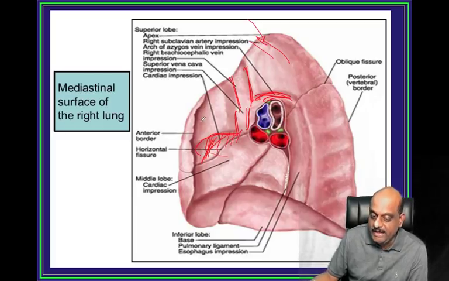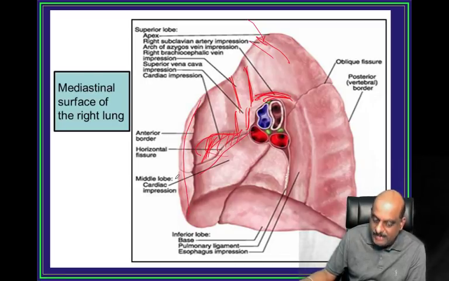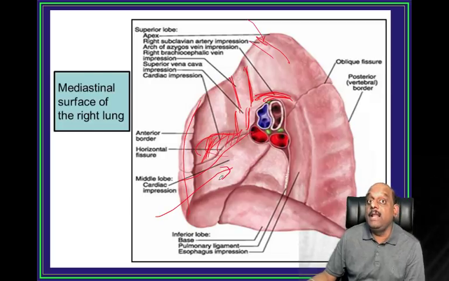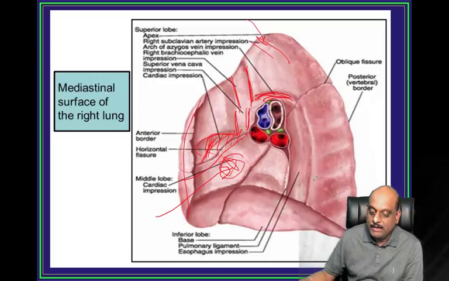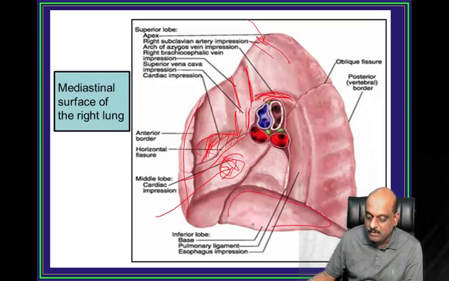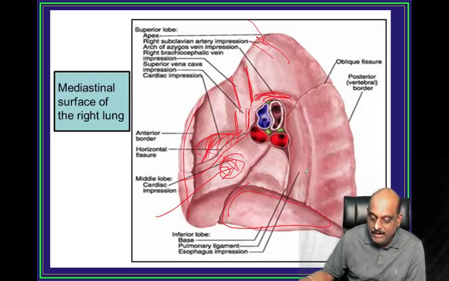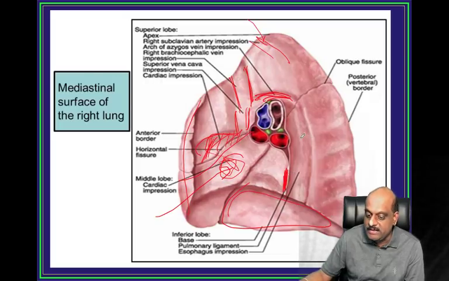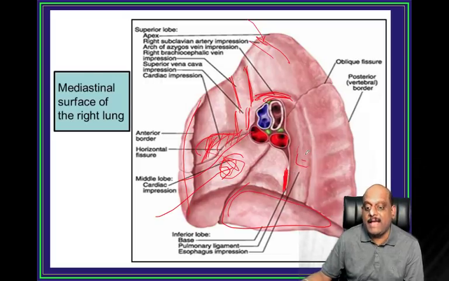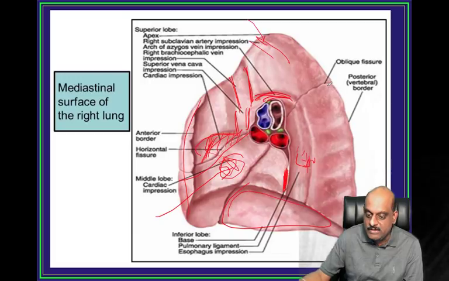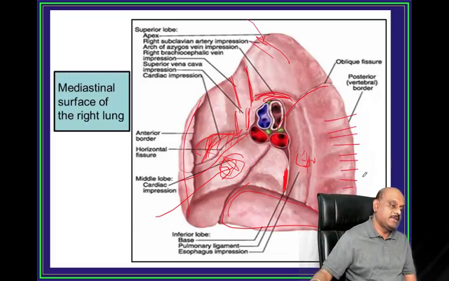Then this is the anterior border. This is the horizontal fissure. This is the middle lobe. It has got a cardiac impression. Then this is the inferior lobe, the base of it. And here you have the pulmonary ligament. Then this is the place meant for esophagus. This is the oblique fissure, and these are the posterior vertebral bodies.